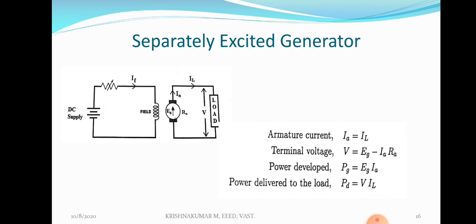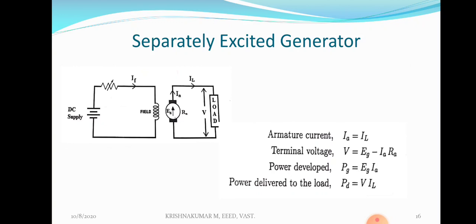Terminal voltage V is equal to generated EMF EG minus the voltage drop in the armature, IA RA. Please learn all these equations by heart. Terminal voltage V is equal to EG minus IA RA, where IA RA is the armature voltage drop. From that we get EG is equal to V plus IA RA, where V is the voltage available across the load. EG is the generated EMF in the armature of the machine.